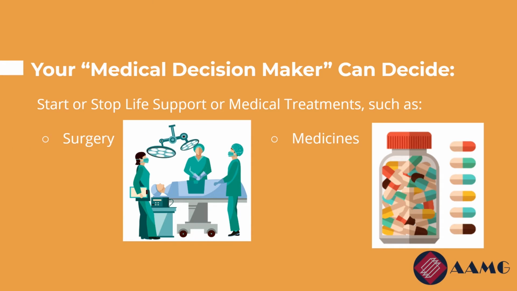So what are the choices the medical decision maker can decide on? A medical decision maker can also decide on if you're to undergo a surgical procedure and or if you're to take a certain type of medication. This all depends on your doctor's diagnosis and their advice, your own wishes, and the ultimate decision of your medical decision maker. And to undergo surgery and to take certain types of medications, this can vary case by case depending on your own diagnosis and prognosis.